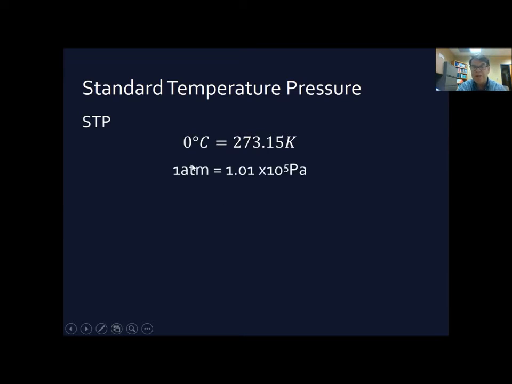Standard pressure is 1 atmosphere. That's allegedly the pressure at sea level, which is 1 times 10 to the 5th power pascals. So this is the standard temperature, this is standard pressure. And so for all gases, a mole of any gas will take up 22.4 liters at standard temperature and pressure.